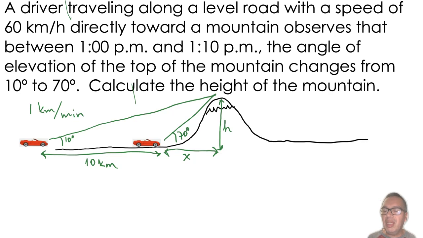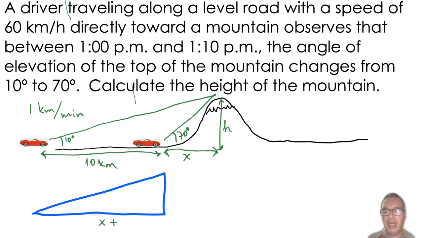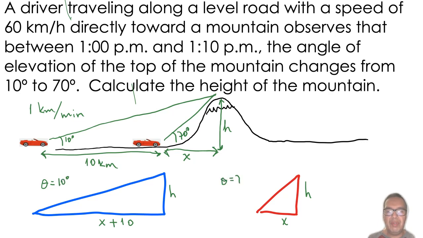Now, automatically, this means that what you get is a right triangle that is wide and has an adjacent leg of x plus 10 and an unknown height of h. And then you have a narrower triangle that has an adjacent leg of just x and the same unknown height of h. And so in those two, you know the angle. In the first case, your angle is 10 degrees. In the second case, your angle is 70 degrees.